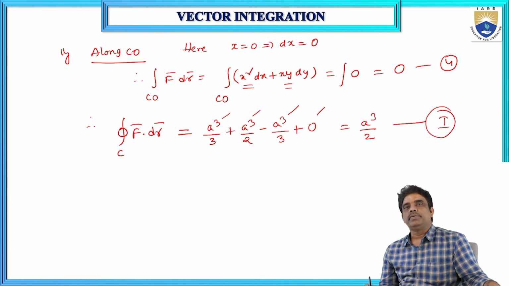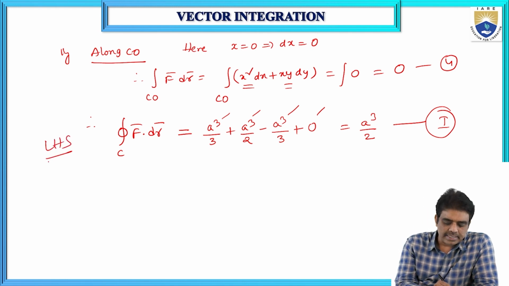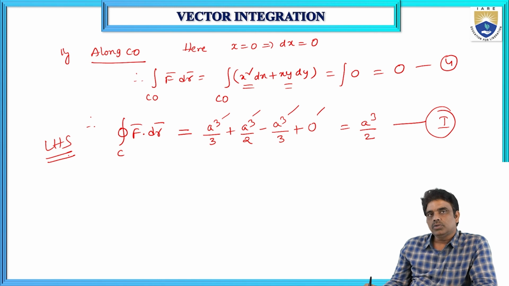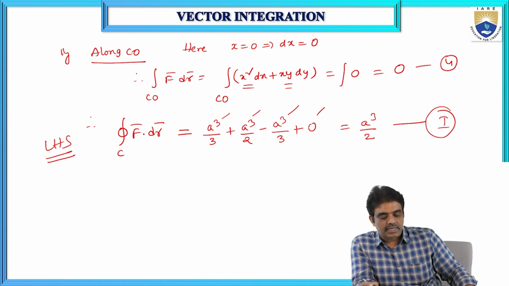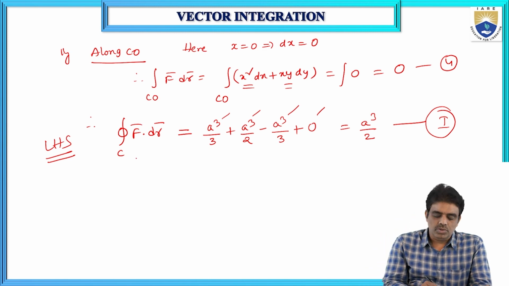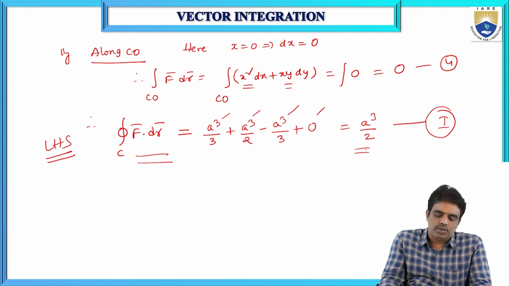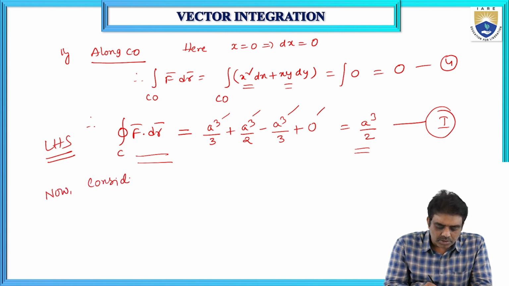This is the main value because we have calculated the left hand side. This is the left hand side term. So to verify the theorem, we have to verify that this value is equal to the right hand side value. So the integral of f bar dot dr bar along the curve C is equal to a cube by 2. So up to this it is clear, I hope. Now consider what you have to consider.